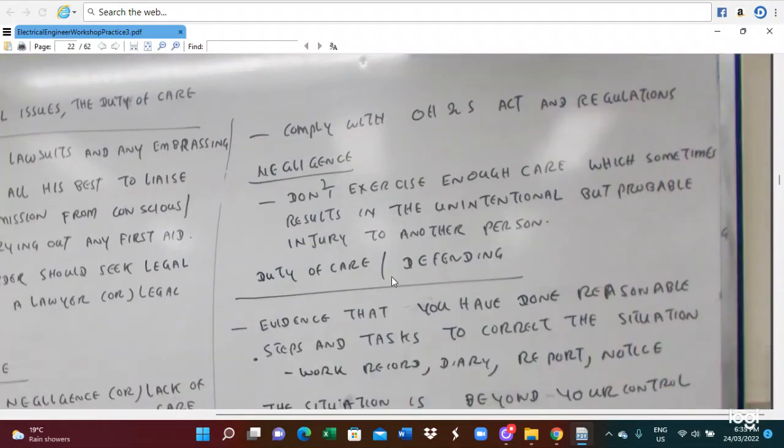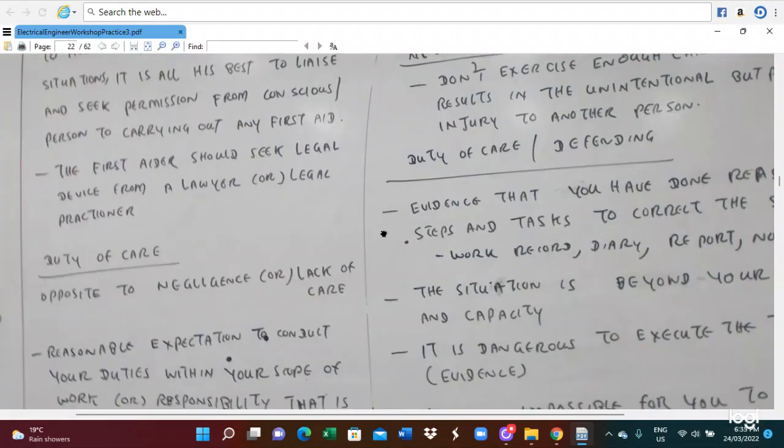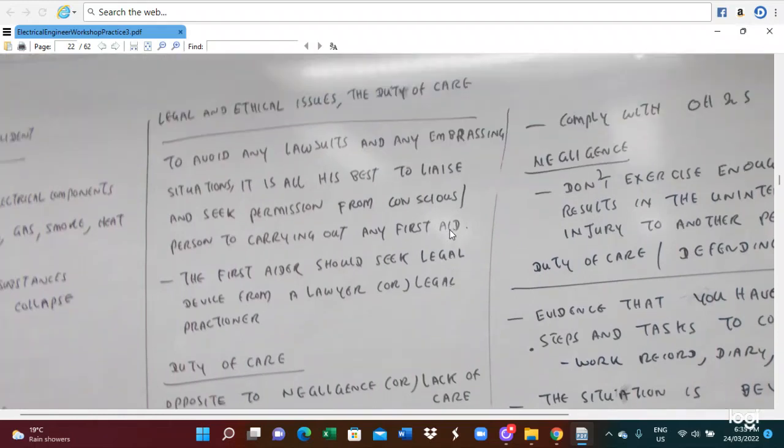Other things you have to consider are the legal and ethical issues and the duty of care. To avoid any lawsuit and any embarrassing situation, it is best to seek permission from the conscious person before carrying out any first aid.